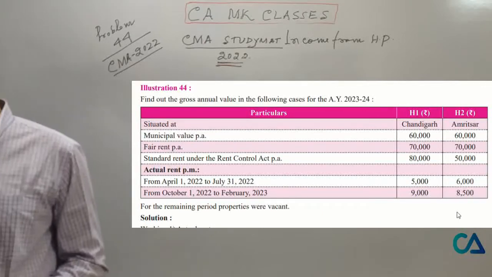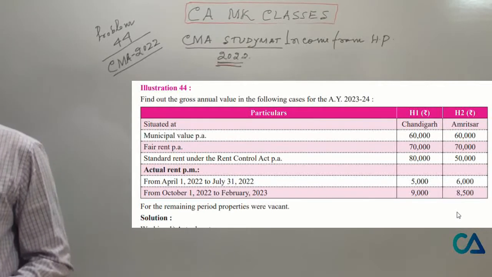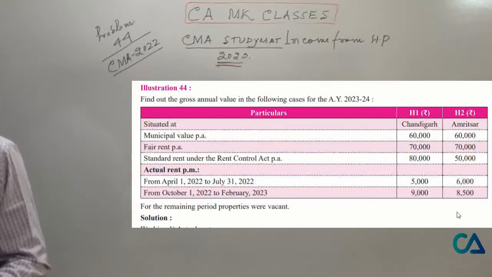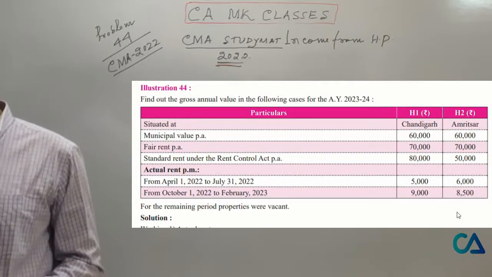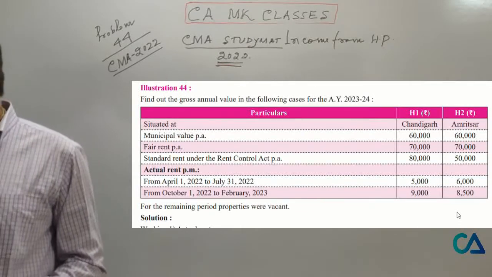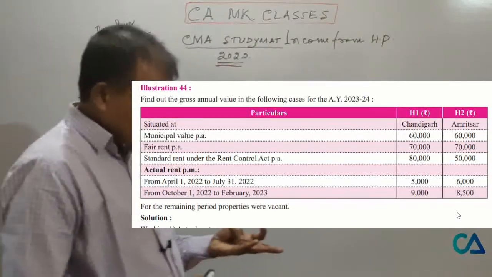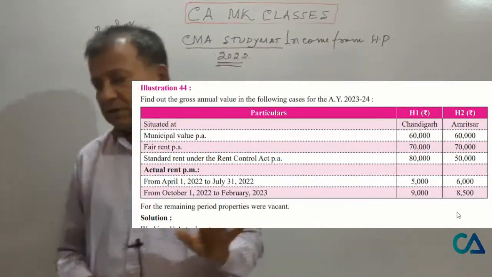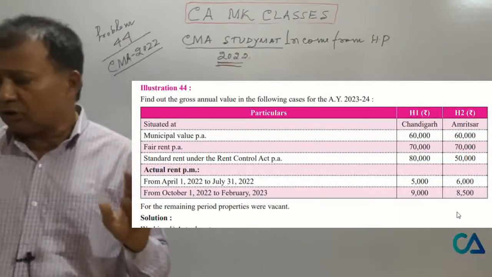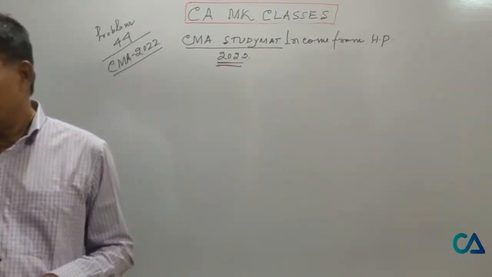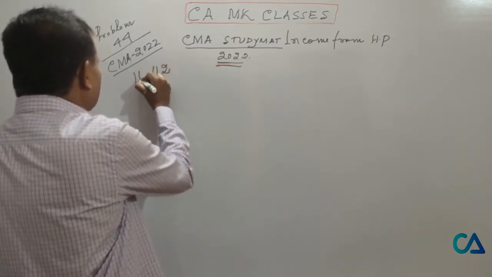Here find out the gross annual value. Municipal value is given, fair rent is given, standard rent is given, actual rent again from April to July, then again from October to February. So August, September, 2 months are vacant, and March 2023 is also vacant. So let us come to house number 112.